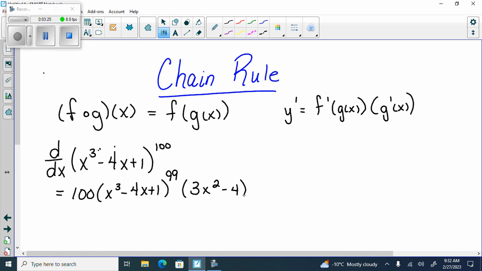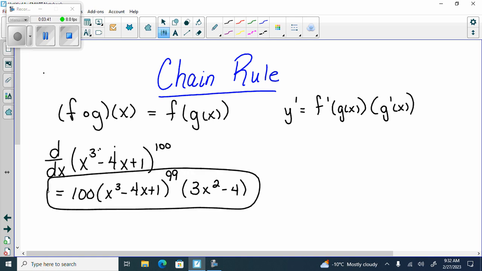They'll often rewrite this as 100 bracket 3x squared minus 4 bracket x cubed minus 4x plus 1 to the 99. They often write the 99 one last. It's commutative property. It doesn't matter. You're right. They're right. Everyone's right. Okay? We don't have to rewrite this. Just know that those are the same. So if they take that and move it to the front behind 100, it's the exact same. It's multiplication. Okay? That was number one.